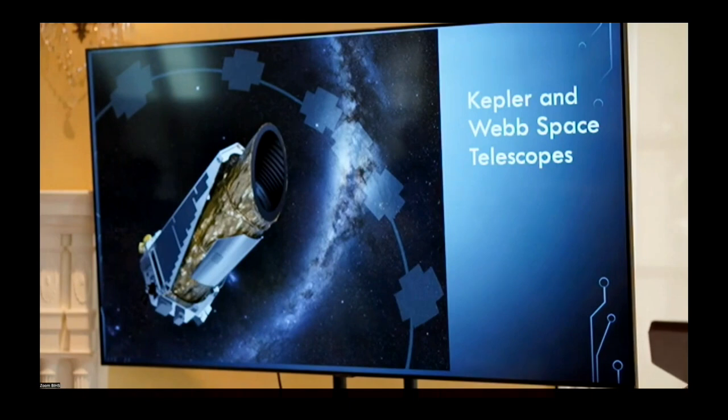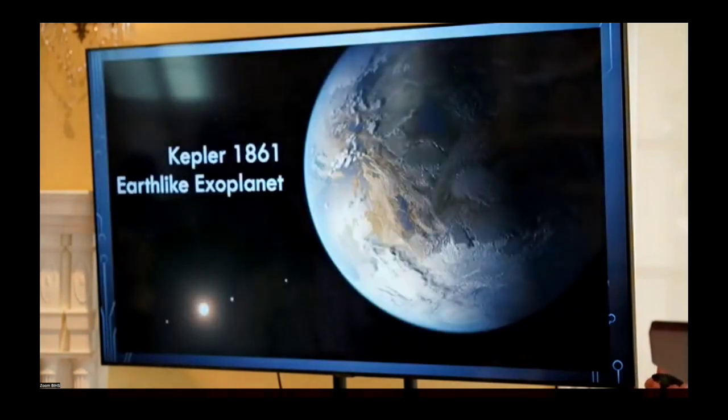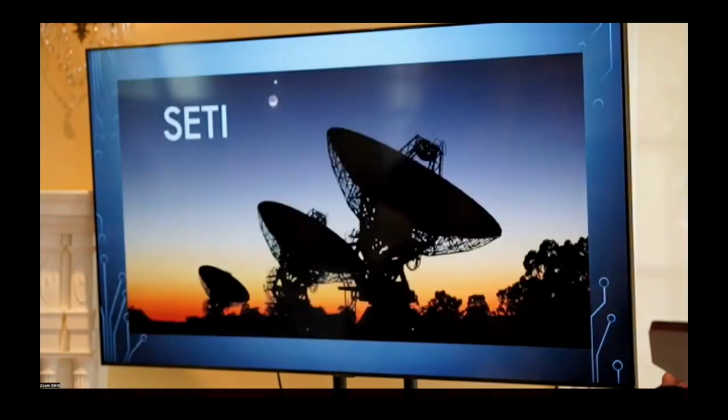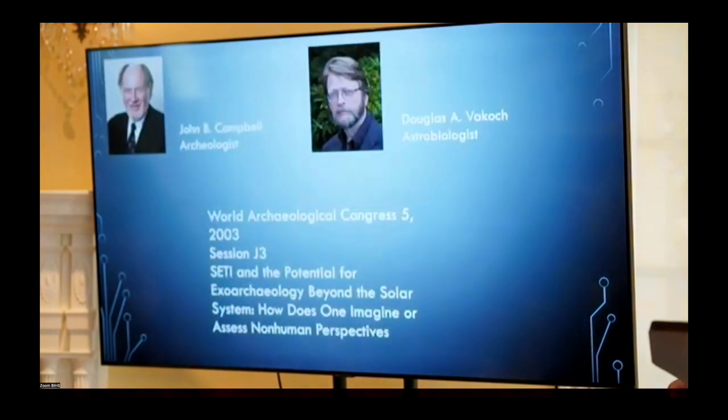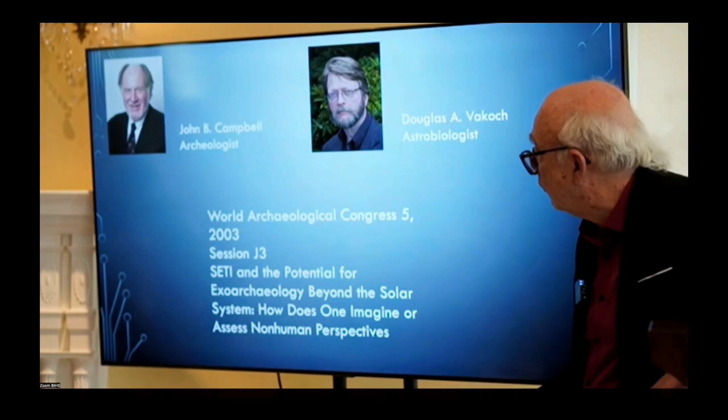And they found many that are somewhat similar to the Earth. They found thousands of these exoplanets. And many scientists have begun to investigate the possibility that some of these Earth-like planets are inhabited by intelligent beings. For a long time, there was research into what's called SETI, Search for Extraterrestrial Intelligence.